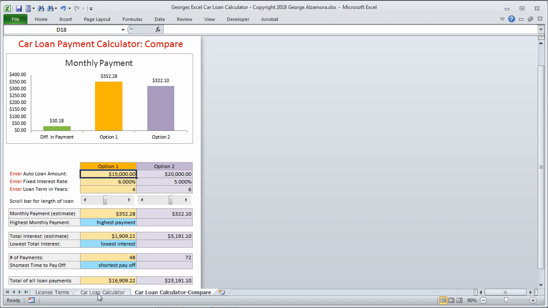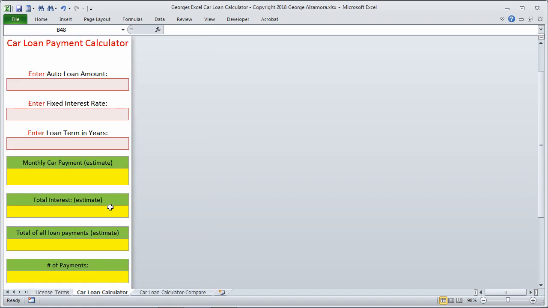Let's go back over here to this other example I gave. This is where you just want to enter one loan amount and not compare. So let's just say that we had a loan of $15,000. Let's say the interest rate was 4%, and we're going to pay it off in 5 years. So right away you have your car loan payment estimate of $276.25. That's the monthly payment.